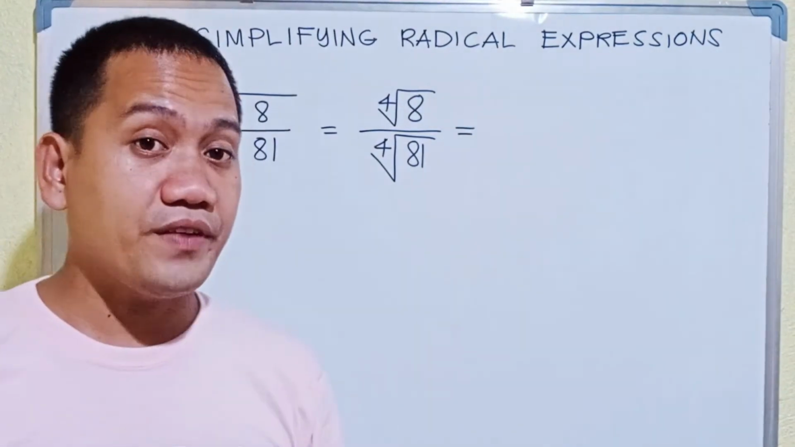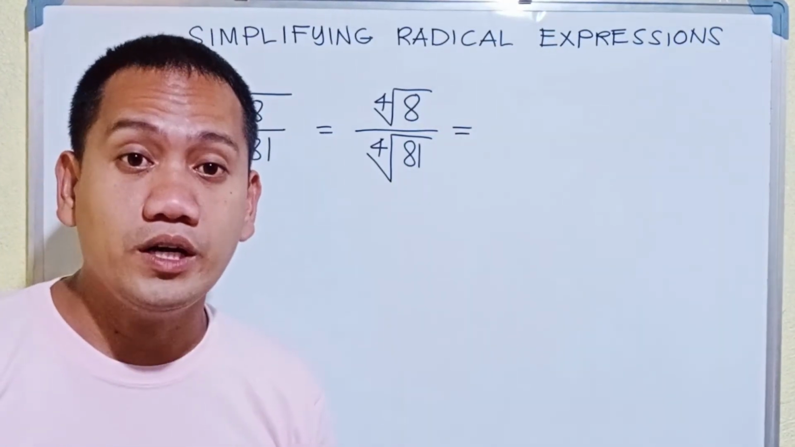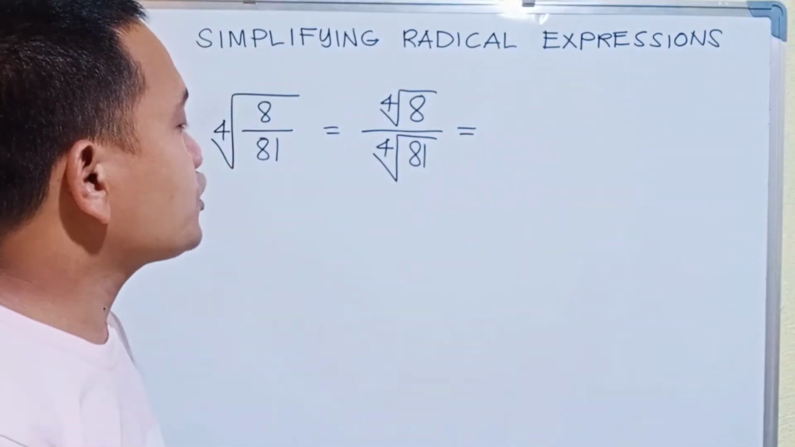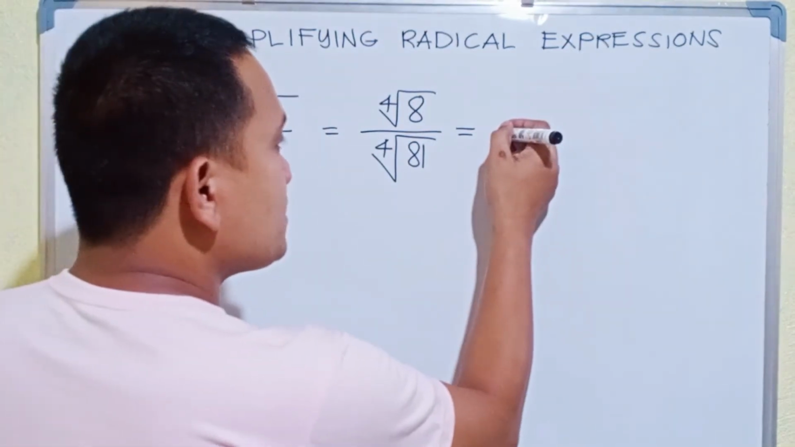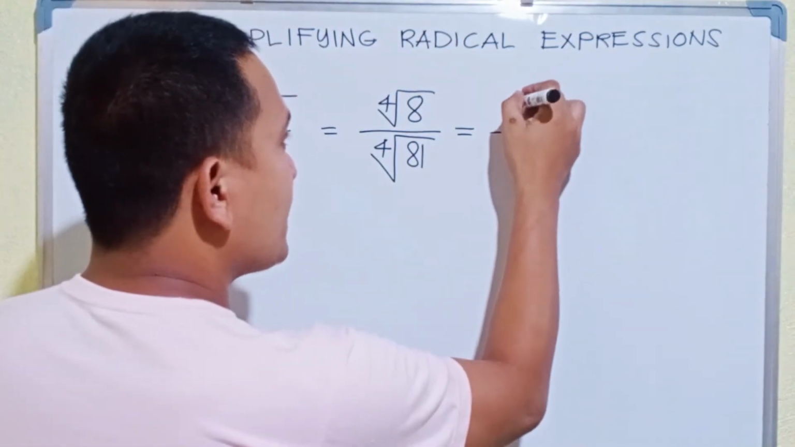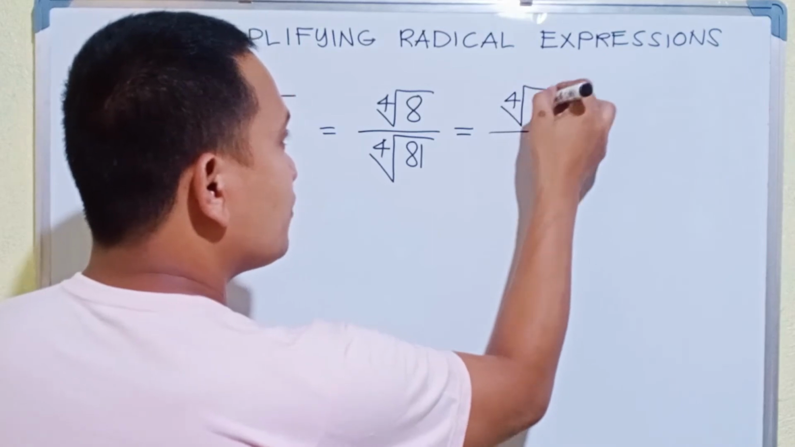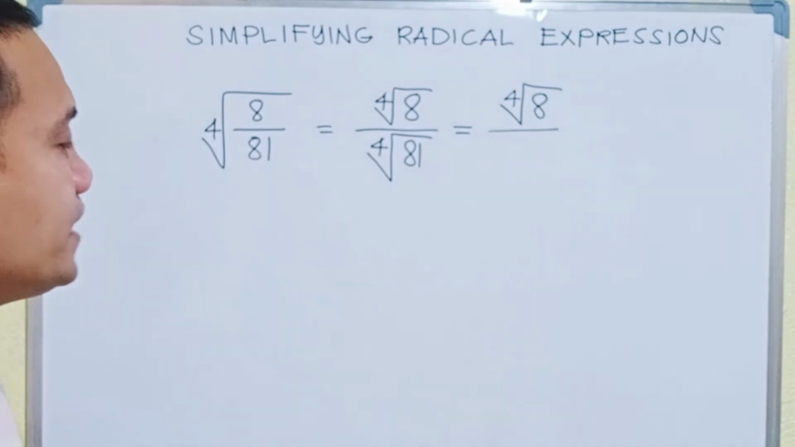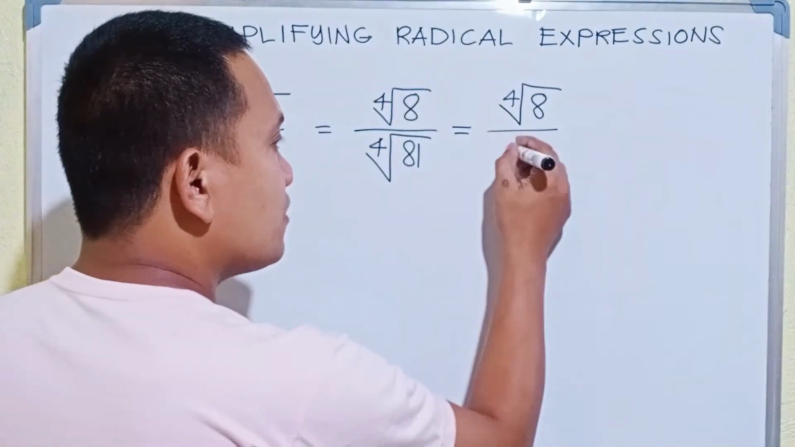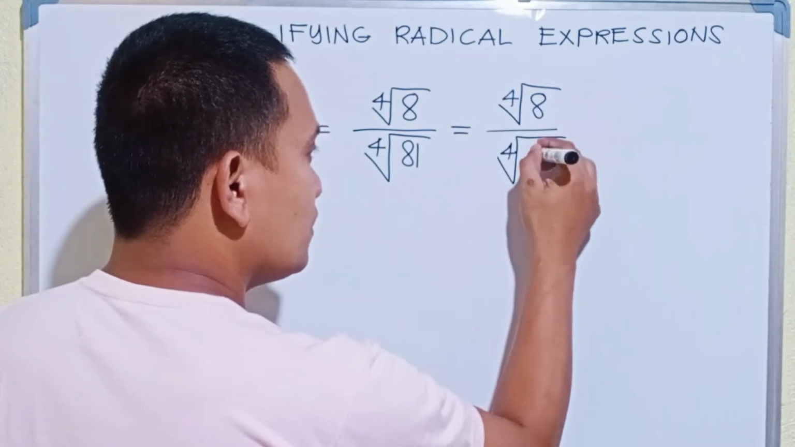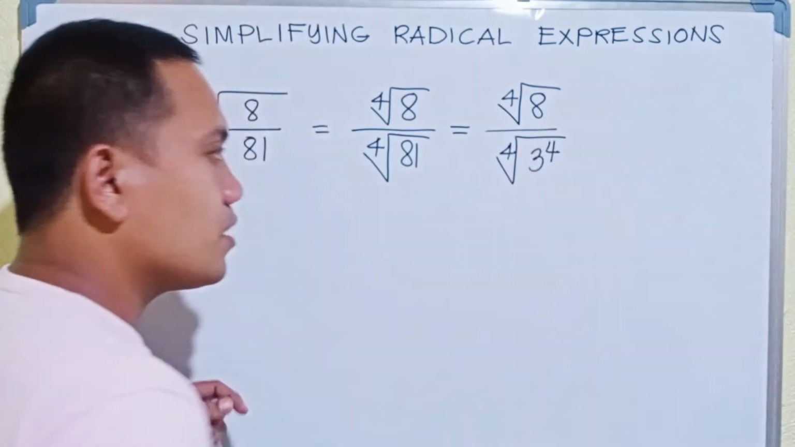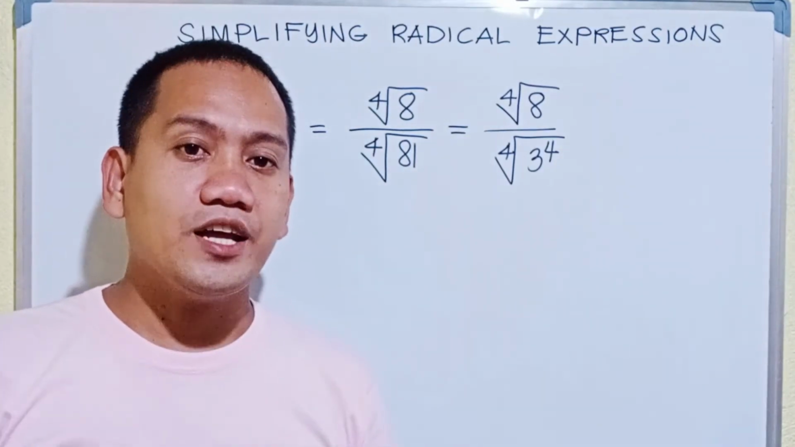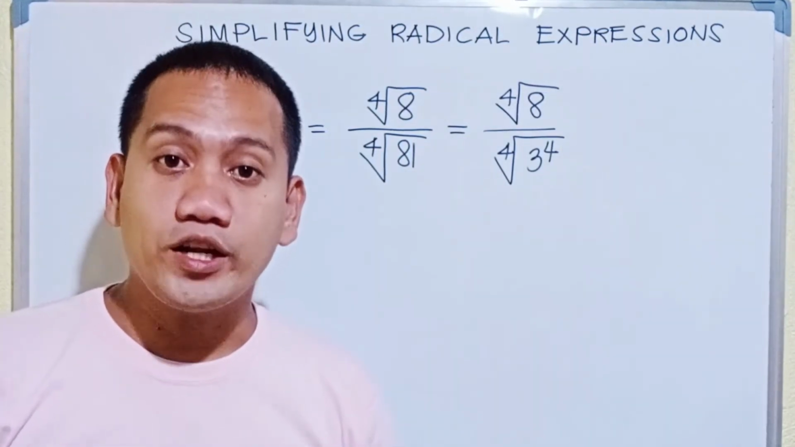Is 81 a perfect number, which is a perfect fourth power of a certain number? Let's try to find out. So, from this expression, we can say that 8 is a perfect cube. So, we can have this one written as 4th root of 8, while 4th root of 81 can be written as 4th root of 3 to the 4th power, for the reason that 81 is a result when we multiply 3 by itself 4 times.